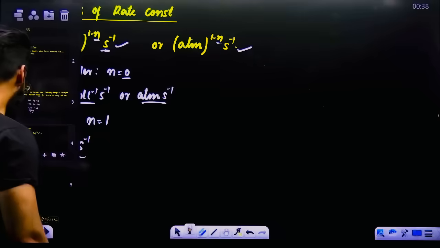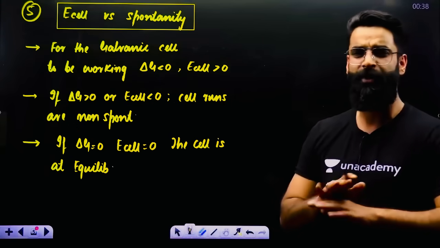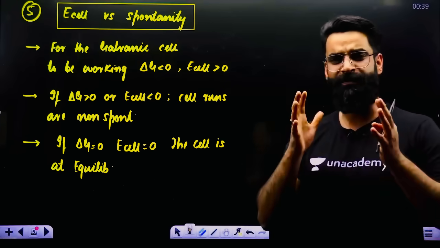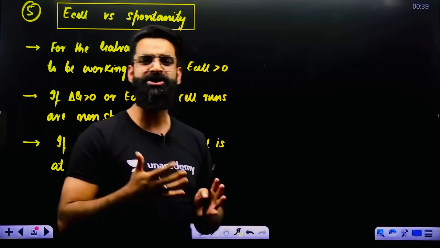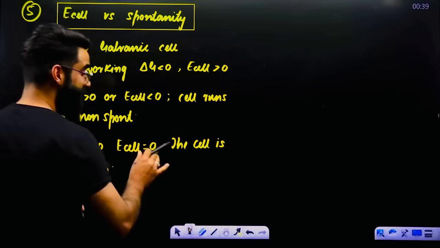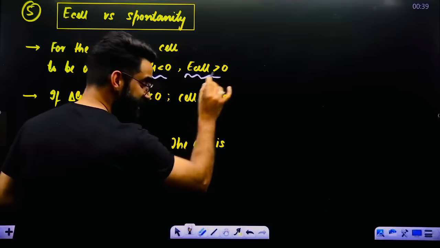Now, concept number 5. My dear students, one theoretical concept, right? It has got the mathematical background as well. I'm not going into the details. I'm just telling you the crux which you have to remember. Sometimes you'll be given a cell. You have to check whether the cell reaction will be spontaneous or not. Remember, cell reactions are only spontaneous, the cell will only work if delta G for the cell is negative, or you can say E cell is positive.